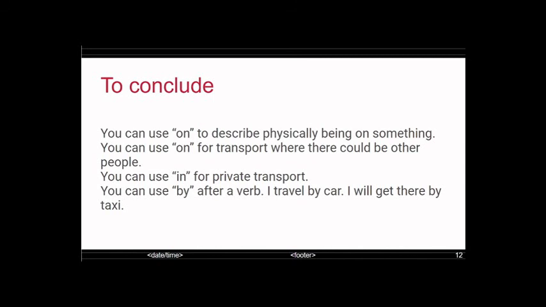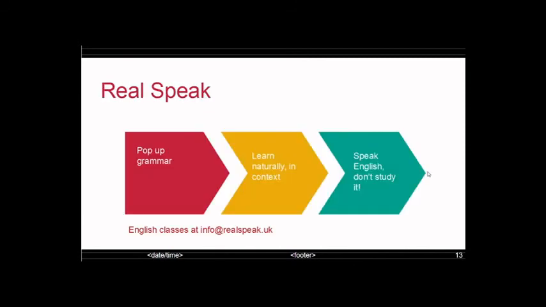And also you can use by, as we've seen, it follows a verb. It comes after a verb. So I travel by car. I will get there by taxi. So travel and get are verbs, so we're using by. I hope you found that video informative. I hope it's clarified these prepositions of travel for you.